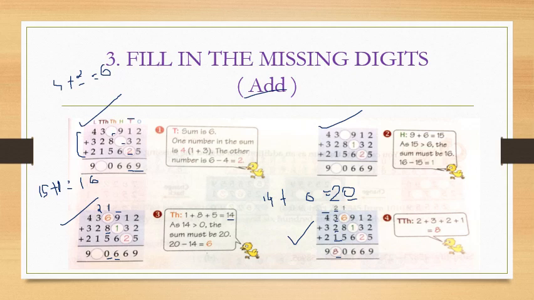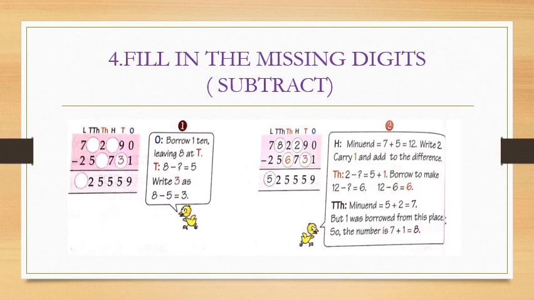Let's move to the next, the fourth heading, fill in the missing digits, subtract. While subtracting, you have to fill in these missing digits. Now let's see one example. Again here you can see two large numbers. Now this is 0, so you will borrow 1, so this will become 8 and this will become 10. Now 10 minus 1 is 9. Here it's 8. 8 minus what will you get 5?